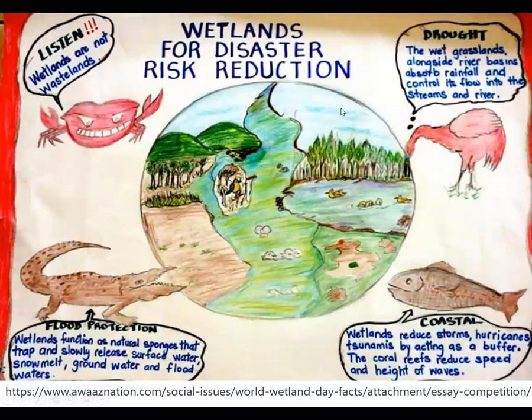Another one is that the wetlands prevent drought and they also prevent flooding. So they reduce storms, hurricanes, tsunamis by acting as a buffer. The coral reefs reduce speed and height of waves. Okay, flood protection too, as you can see here.